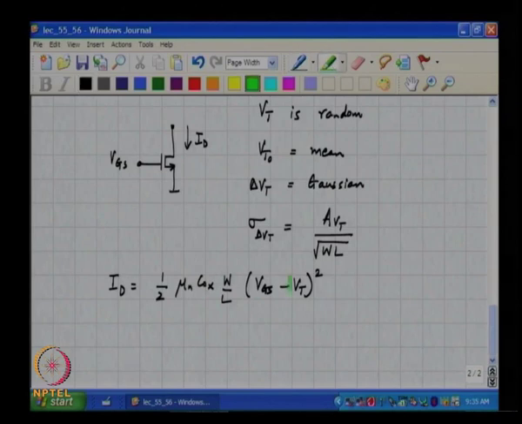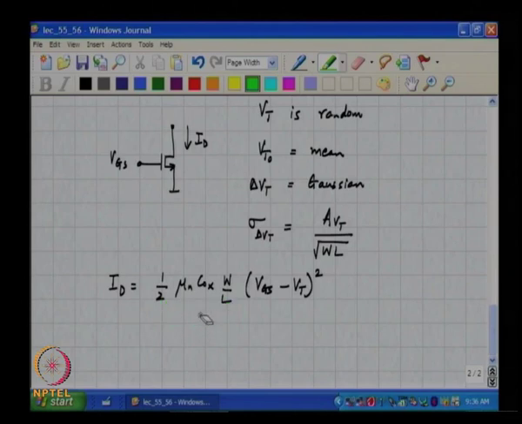The fact that this Vt is varying randomly around a mean means that the current ID will change in a random fashion, and unfortunately it also turns out that this so called mu n C ox W by L, this beta factor, is also a random variable, okay.